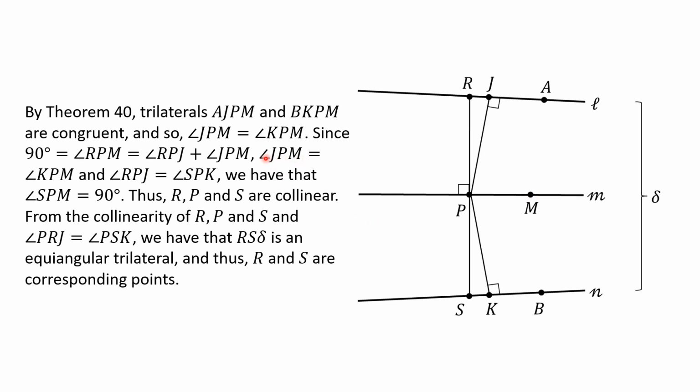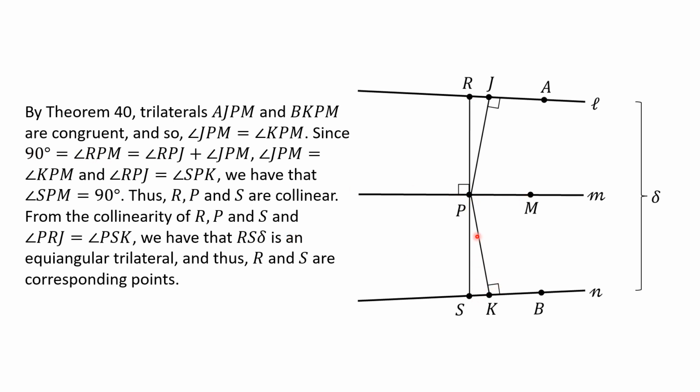and JPM equals KPM, and these smaller angles here, RPJ and SPK, are equal. We have that SPM must also equal 90 degrees, since these two smaller angles that make up SPM equal these two small angles here, and we know RPM is equal to 90.